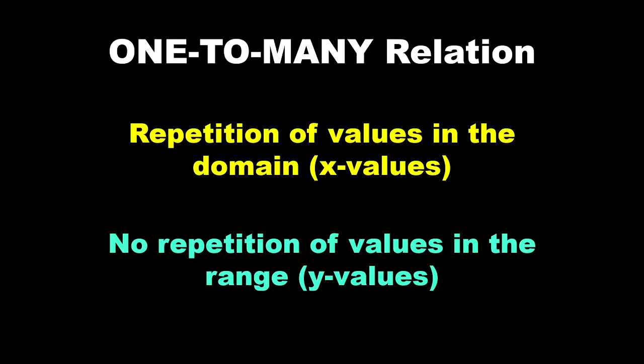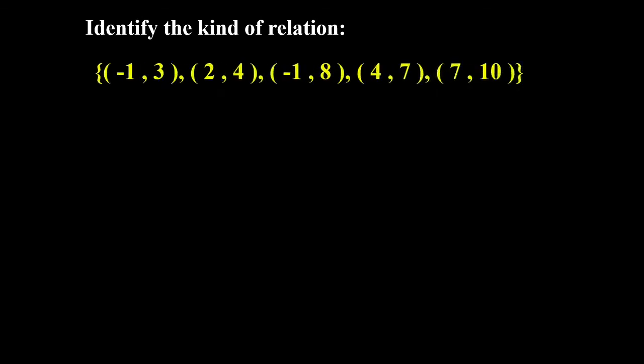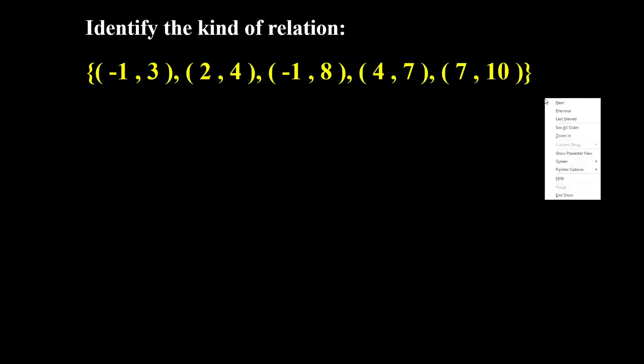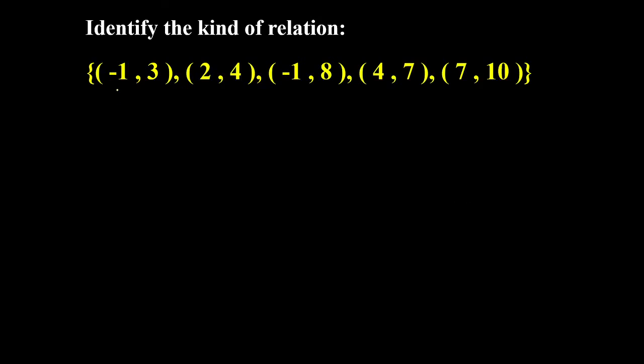So, this time, I would like you to identify the kind of relation. Here we go. This is now our activity, a whole class activity. What kind of relation is this? Is this 1 to 1, 1 to many, or many to 1? Look at this. Look at the first values, the domain. Let's decide. What's the domain here?